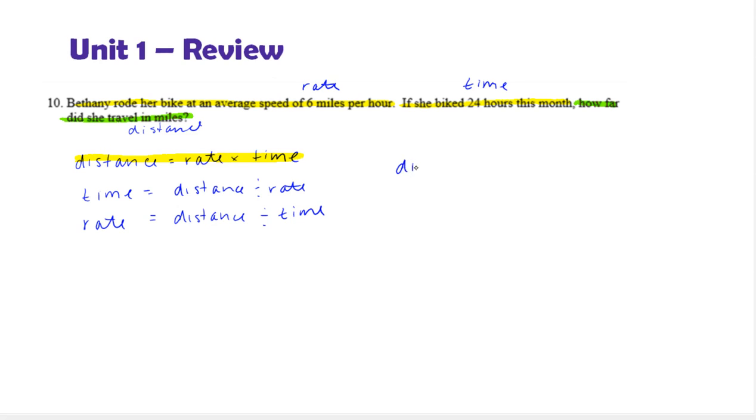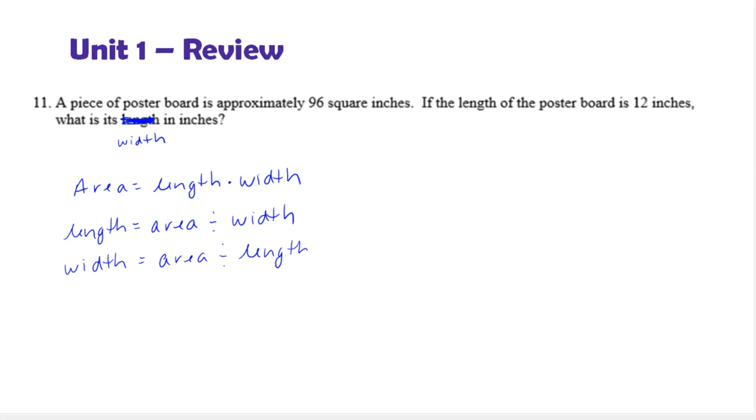So her distance equals 6 miles per hour times 24 hours. And then 6 times 24 is 120 plus 24. You can do that on your calculator or by hand. And that is a total of 144 miles. Let's look at the next one.